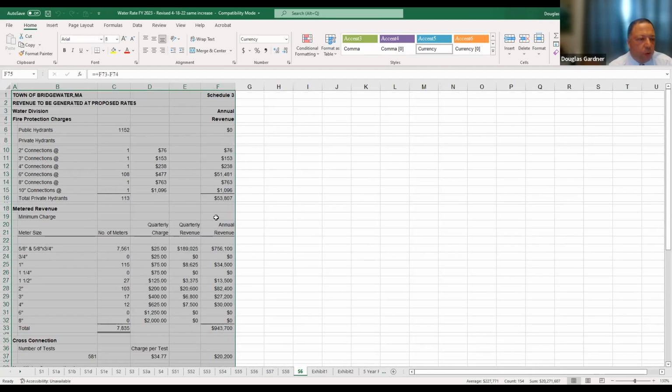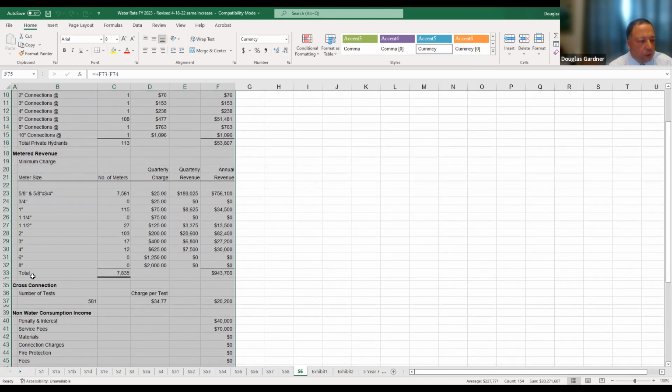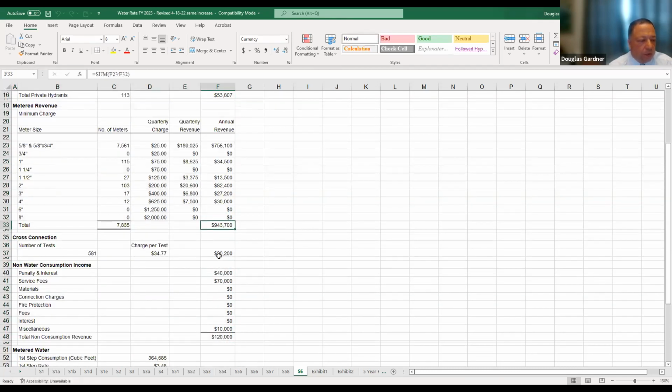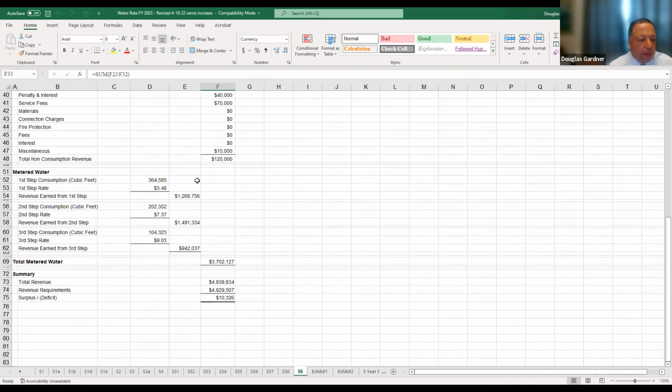We go to our revenue proof. Here we have the private fire protection charges. Here's your minimum charge. That's going to generate almost $1 million a year. We have the cross connection. We have some non-water consumption revenue, and then we have the sale of water. So the sale of water is going to generate about $3.7 million each year.